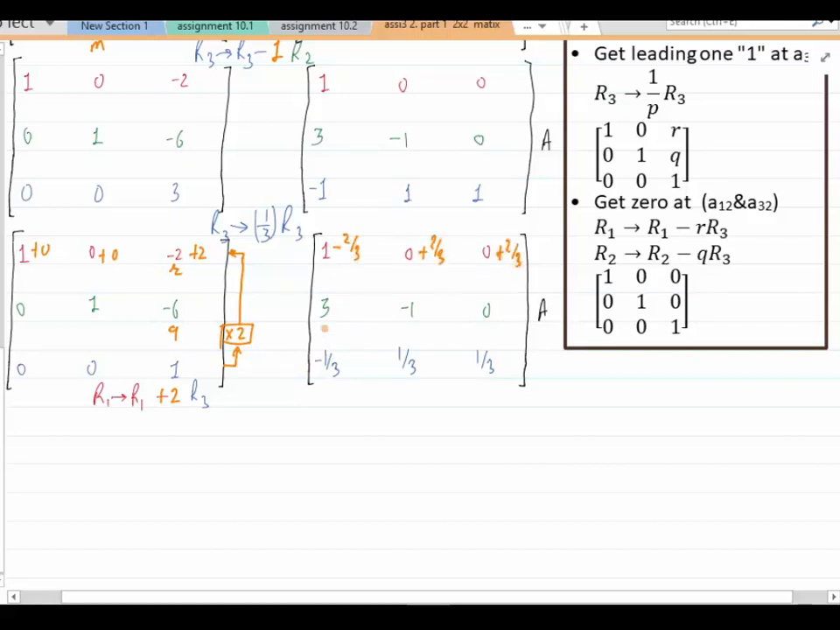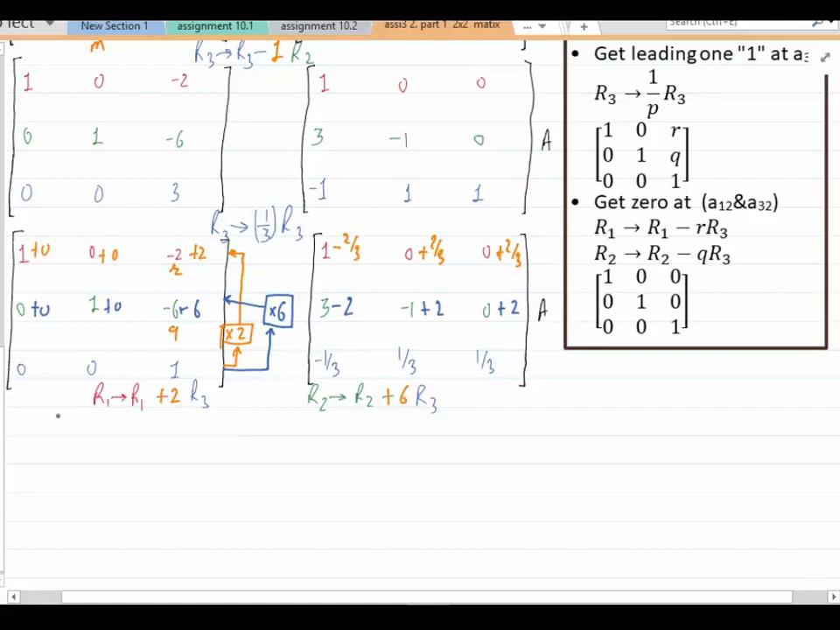Now it's time for the second operation, which is R2 gives R2 minus Q, which is minus minus 6. So it will become plus 6 R3, right? The third row will be multiplied by 6 and added into the second one. So plus 0, plus 0, plus 6. Same thing on the right side will give us minus 2, then plus 2 and plus 2.